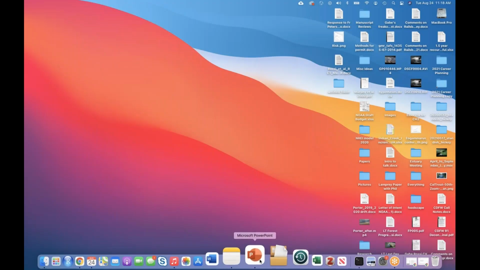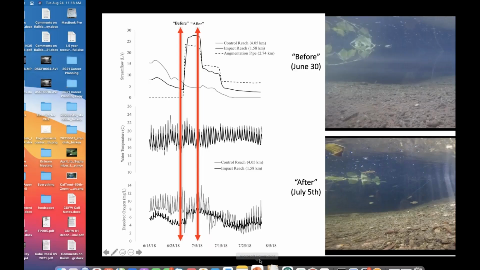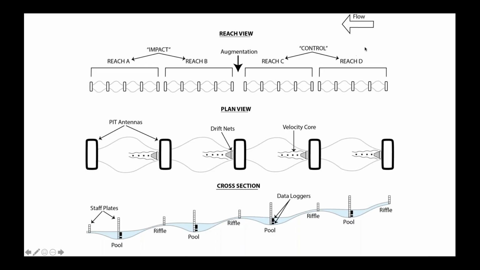So I'll go back to sharing my main screen. There we go. So let's talk about the site layout first and our experimental setup. The design of the augmentation treatment lent itself really well to a before-after control-impact design, known as a BACI design, where we had some control study sites upstream of augmentation, and we had what we call impact study sites downstream of augmentation.